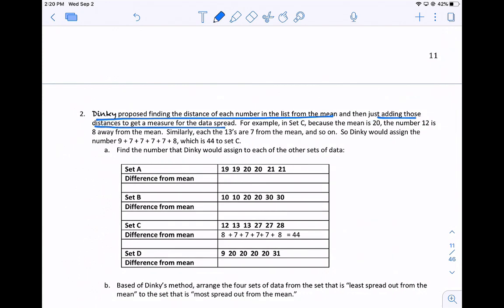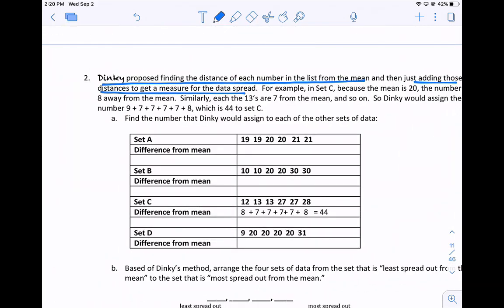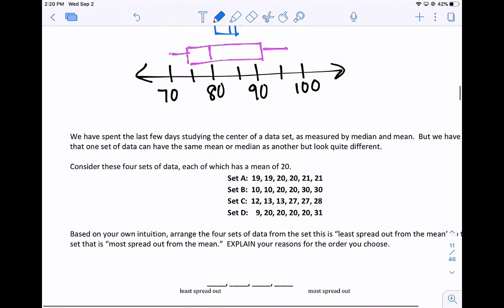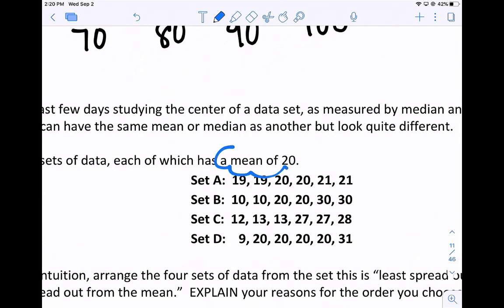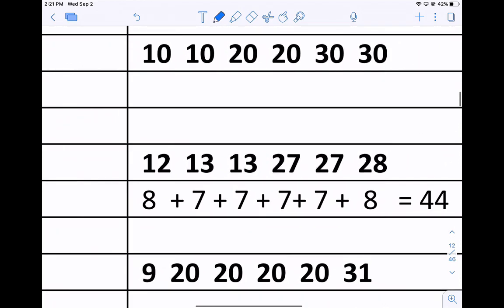Okay, so Dinky has a little bit more complex method, and let's take a look at what Dinky did with the examples in set C. He looked at the distance from the average. Remember, all of these data sets have an average of 20, so keep that in mind. We're going to find the distance of each number from 20.